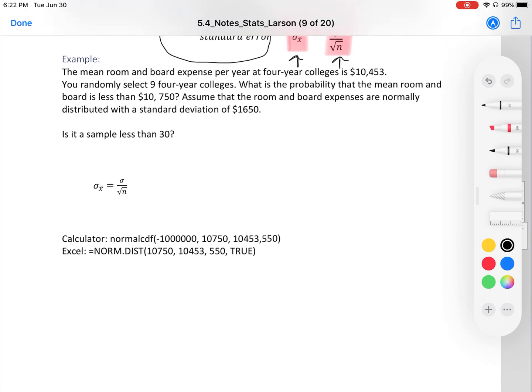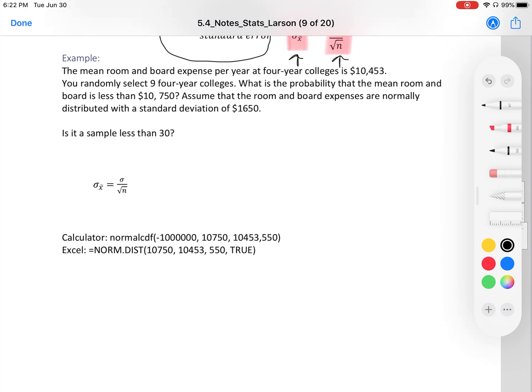Let's do an example. The mean room and board expense per year at a four-year college is 10,453. You randomly select 9 four-year college students. What's the probability that the mean room and board is less than 10,750? Assume the room and board expenses are normally distributed with a standard deviation of 1,650.